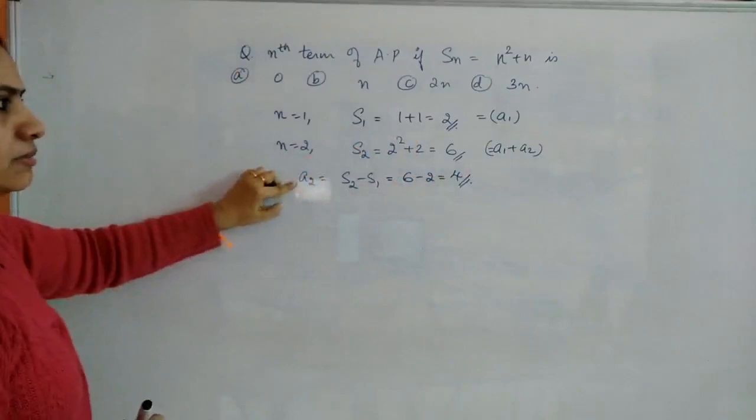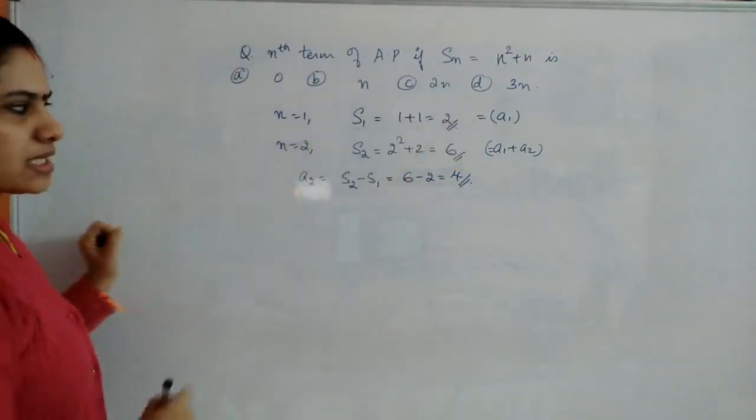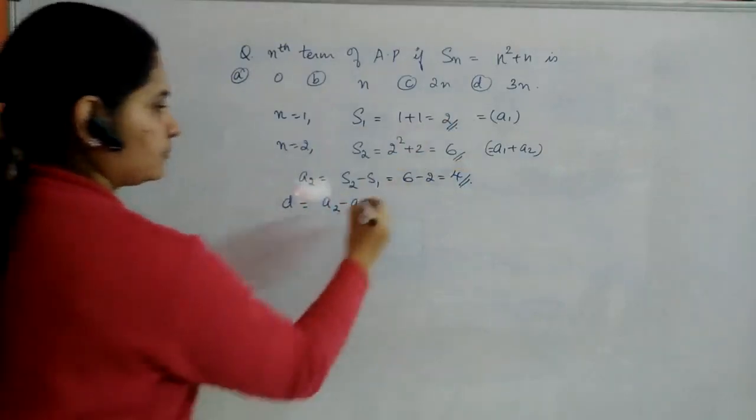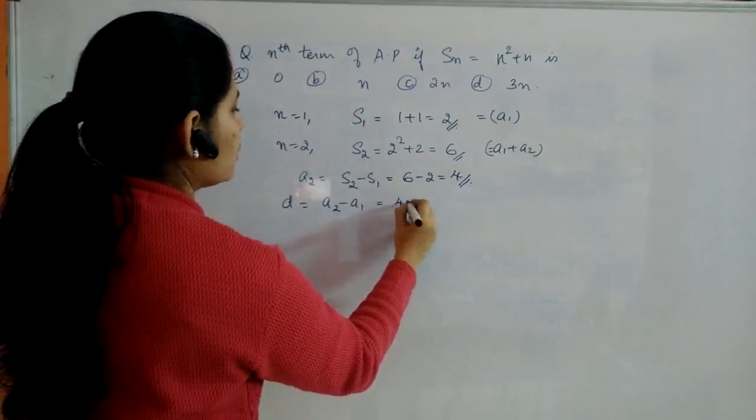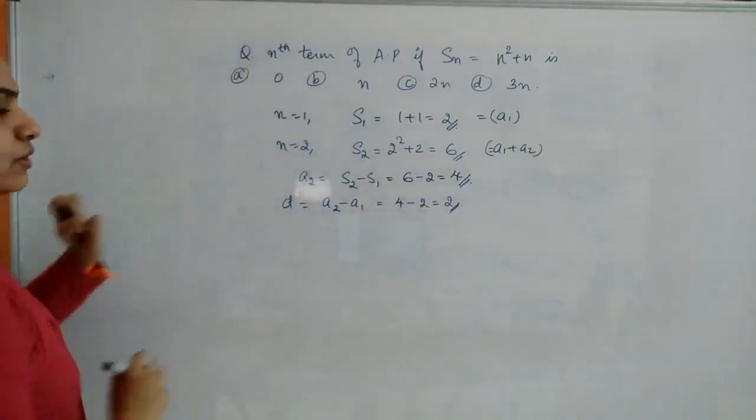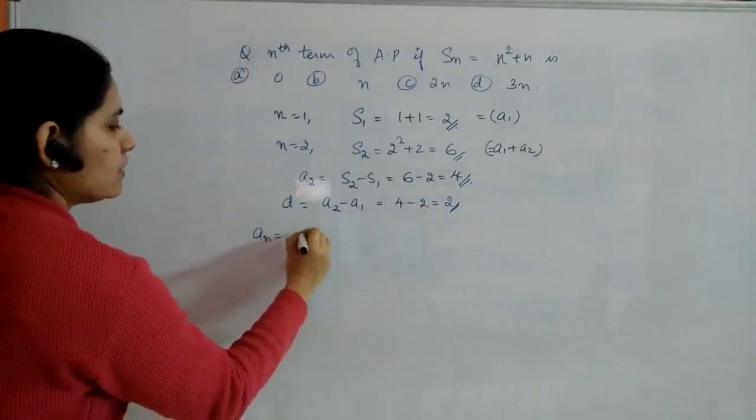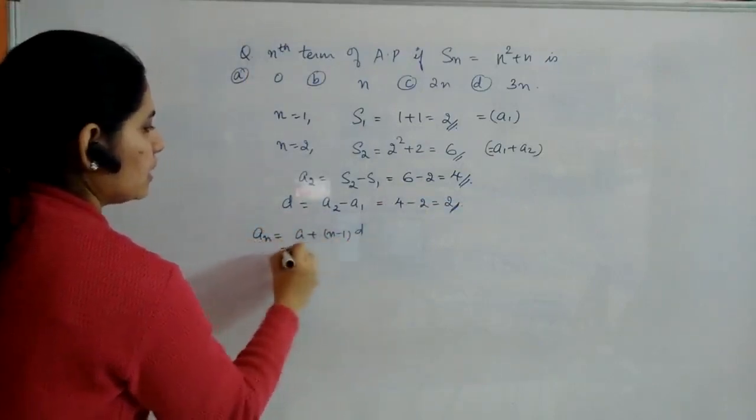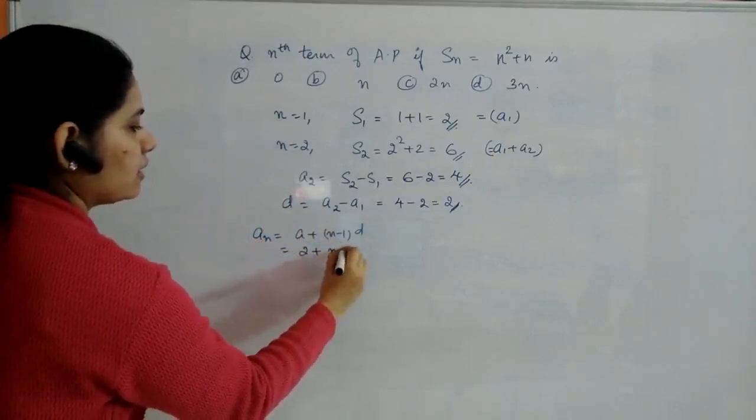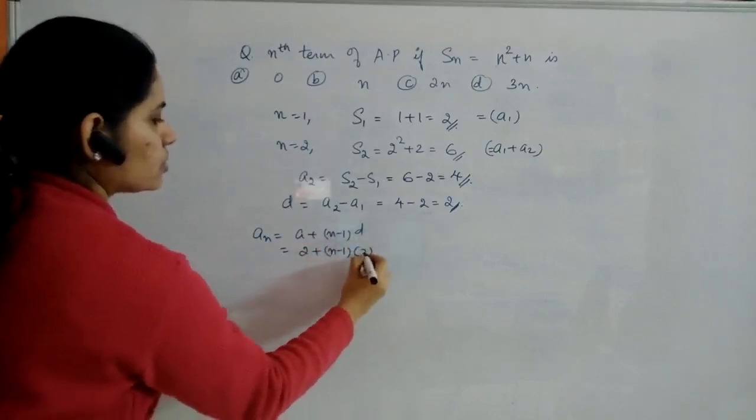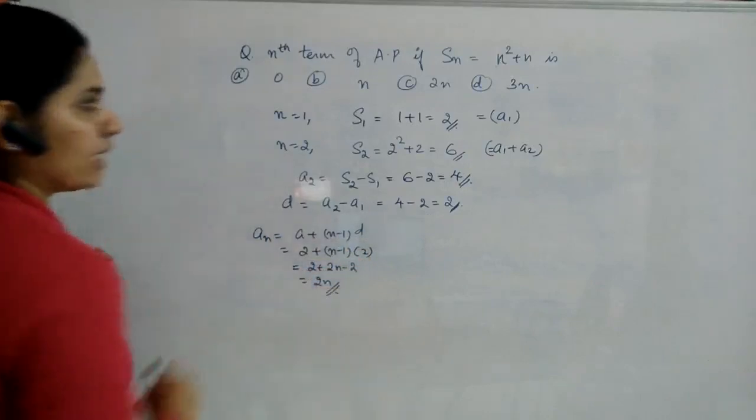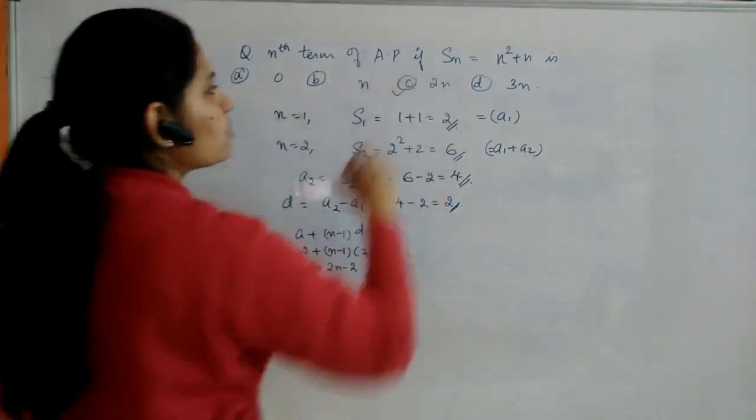So you got the second term, you have the first term, that means you can find out D. D is equal to A2 minus A1. And A2 is 4, A1 is 2. So you are getting D as 2, right? Now you can find out An, which is A plus n minus 1 into D. A is same as A1, which is 2, plus n minus 1 into D, which is again 2. So what you are getting is 2 plus 2n minus 2, which is 2n. So An is 2n. This is one way to approach the problem.